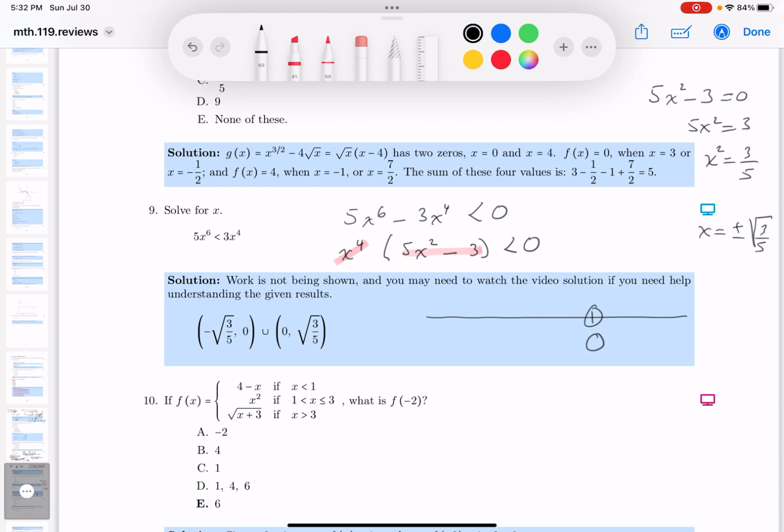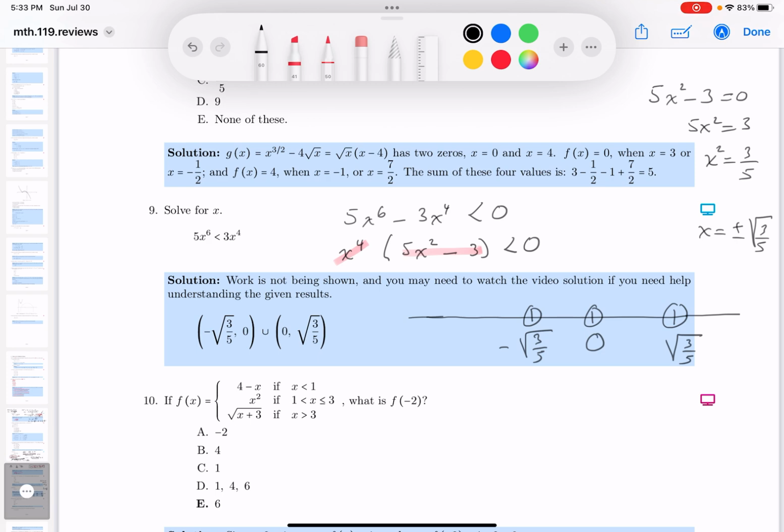I need to put that on the number line. And what's nice about it is there's a negative number, a positive number. So that's going to be over here. And that's going to be over here. Now I realize these might be difficult numbers to look at. But I do know something about these numbers over here. I know there's numbers to the right and left of those.